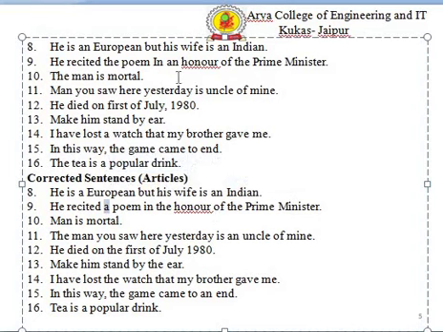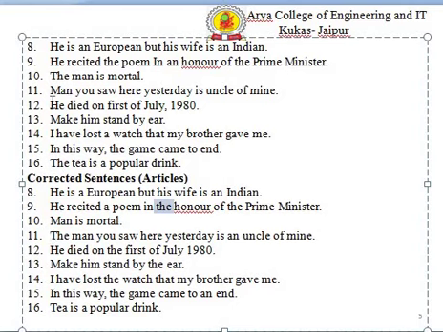Honor does not need an article, so it will take the article. Man is mortal. Again, we do not use any article with the word man or woman because they are abstract and thus a class kind. So no article is used. We remove the article.